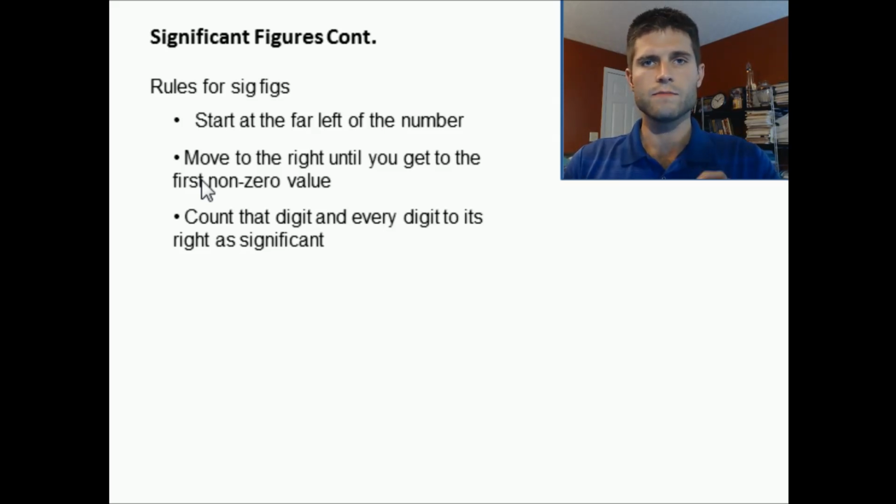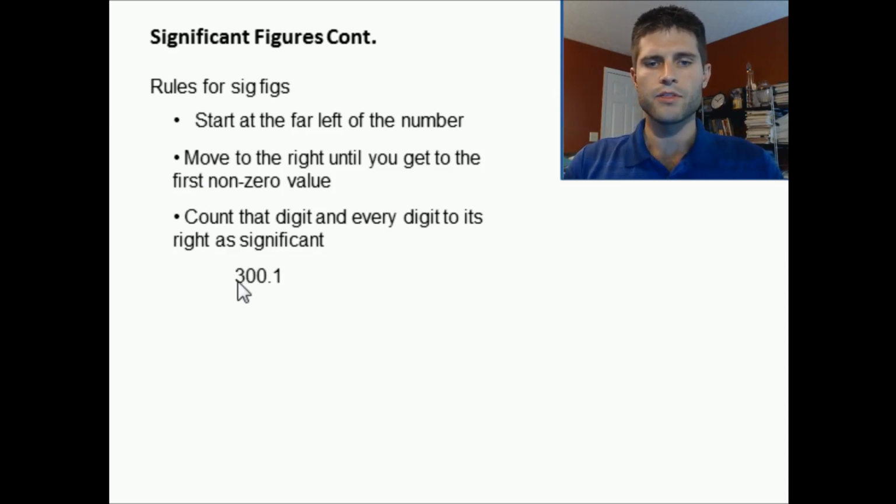Now zeros have some difficulty associated with those. Captive zeros, which I'll show you what those are, are significant. But if there are trailing zeros, those have different rules depending on the number. So we will discuss that on the next slide. So let's look at 3 different examples.